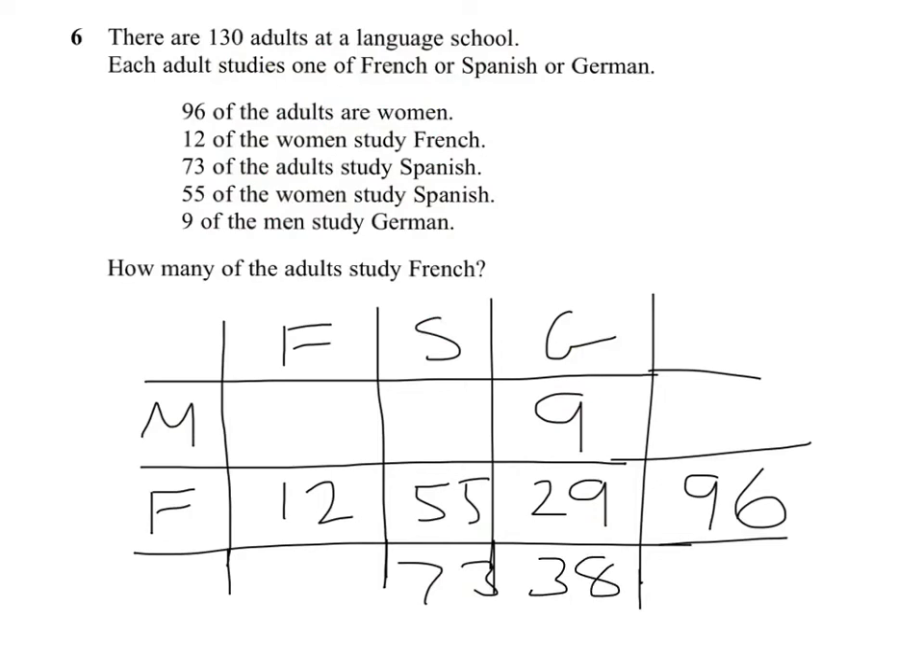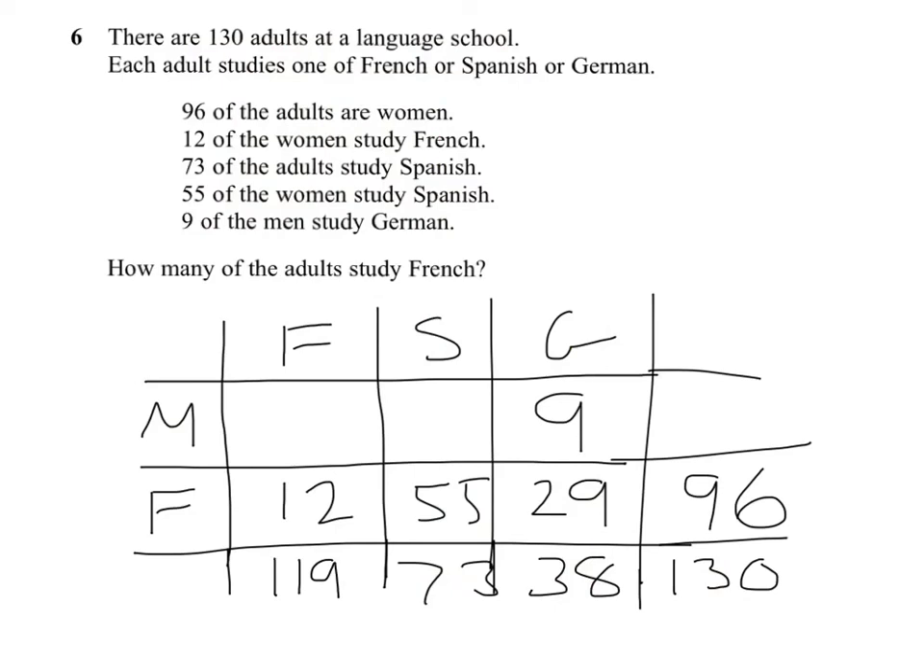Now at this point it looks like I can't move anywhere, but I've remembered that there were 130 adults at the language school. So if I put the 130 in, then I can go a bit further now. So if I've got my 130 all together, and I know 38 are studying German and 73 are studying Spanish, 73 and 38 is 111. 111 away from 130 gives me 19. So that's 130, subtract 38, subtract 73.